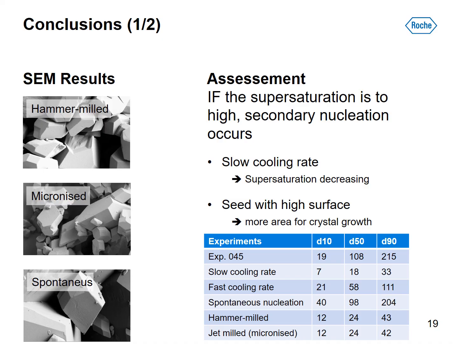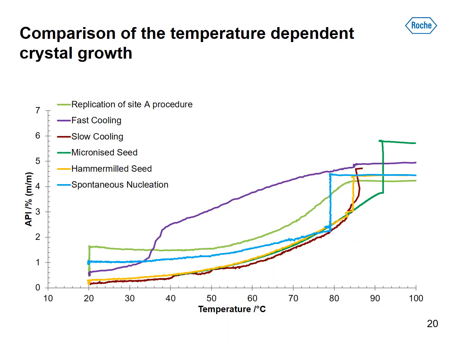On the left hand side, the hammer milled micronized seeds and the product from the spontaneous nucleation are shown. If we have a look at the graphic where we plotted the API concentration versus the temperature, we could see that in several experiments at constant temperature there was a decrease of the API concentration. So this shows the supersaturation area where we could run an experiment without secondary nucleation.